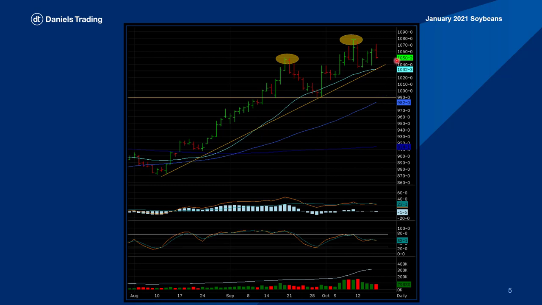But overall, when the right shoulder is put in place, I want to see momentum to the downside. I want to see the trend indicator to the downside, these moving averages starting to hook over. You're already seeing it with the 20-day moving average. So we can take a nice longer-term position in the soybeans market.